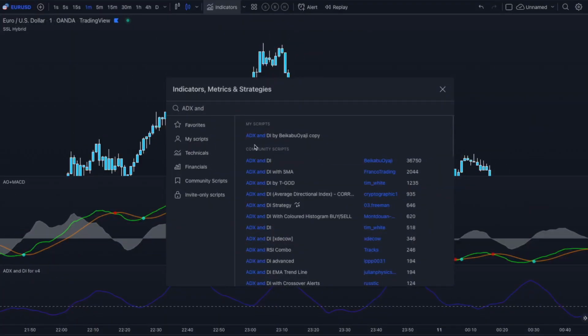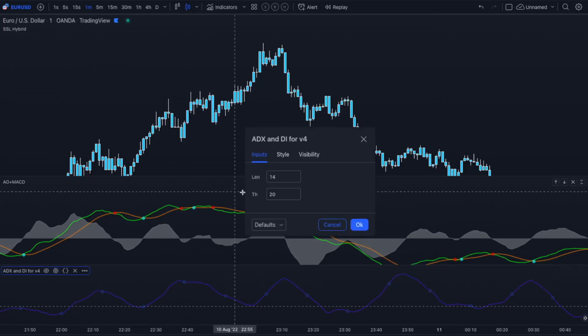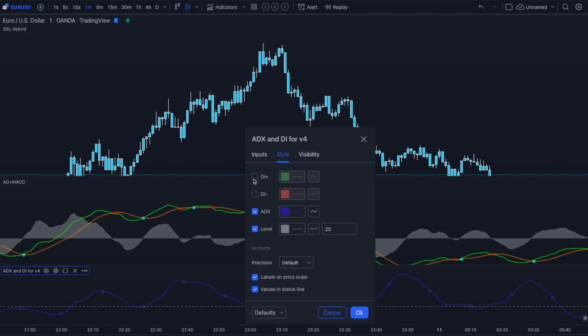The last indicator we are going to need is the ADX and DI, the one with 36,000 likes from the community script section. As soon as we have this one on our chart, we keep the input section at the default settings, and we are going to turn off the DI plus and the DI minus.